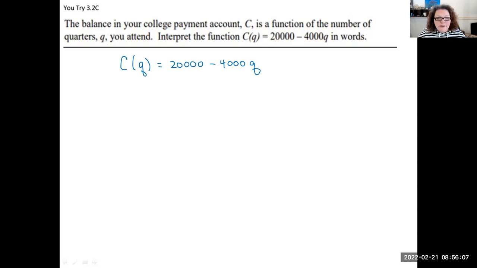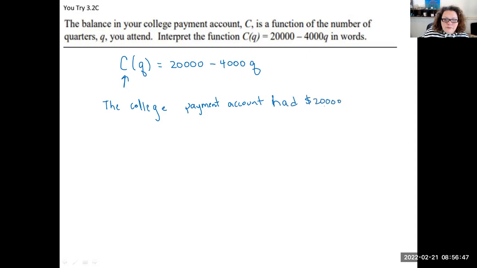Okay. So I'm literally going to use the words that they're using here. The college payment account is representative C. So the college payment account is a function of the number of quarters you attend. The college payment account is 20,000, or it starts at 20,000, has 20,000 in it, or had $20,000 and is decreasing. I know it's decreasing because it's negative, so use the word decreasing here. Decreasing by how much? 4,000.